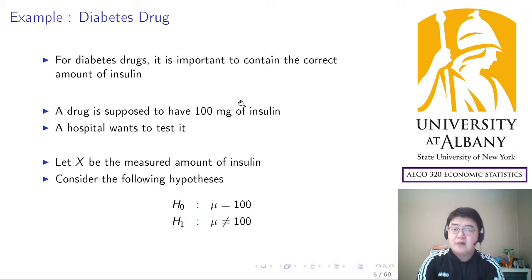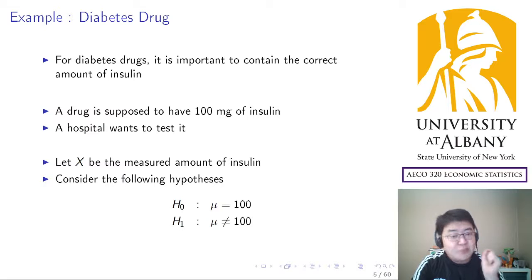So let's think about an example, diabetes drug. By the way, as I said, it is just a numerical example, and I have no idea about medical science. It may be totally absurd numbers, so just take it as a numerical example. Suppose that a diabetic drug contains a certain amount of insulin. Suppose that 100 milligram. Maybe milligram sounds too much, but just assume it's 100.